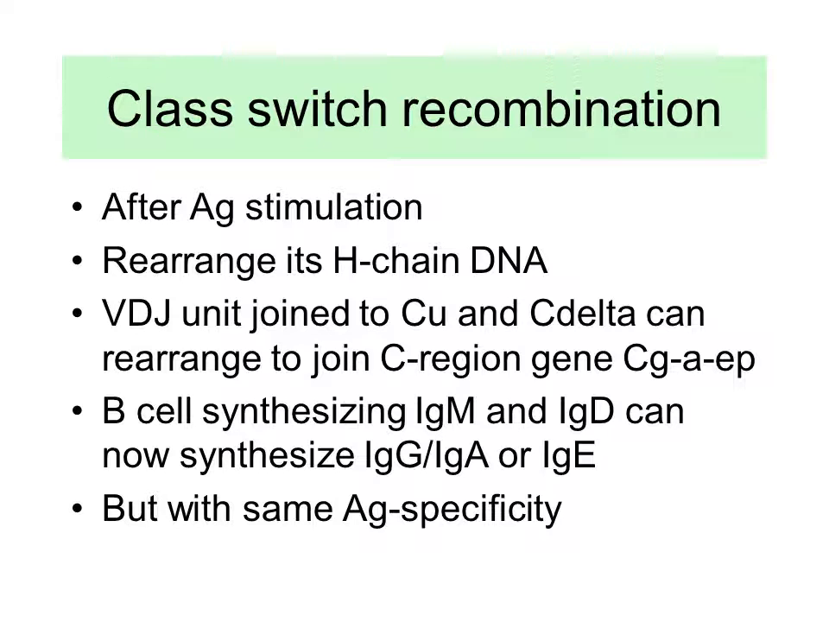Now, summary slide for class switch recombination. We know once antigen stimulates the production of antibody, there is a rearrangement of heavy chain DNA, and then we have the VDJ unit. They join together to form either mu or delta, or they can basically rearrange, especially for the C regions. So they can either go for gamma, go for alpha, go for epsilon. So that's what's happening over there.